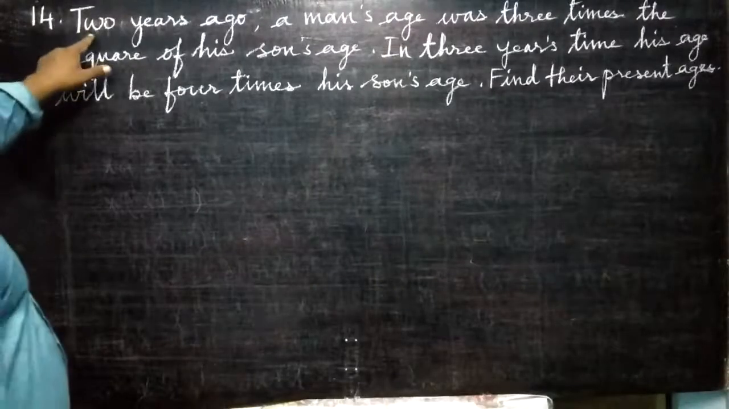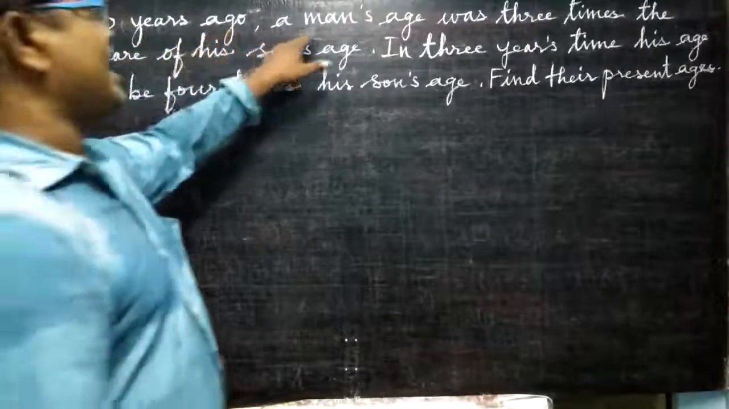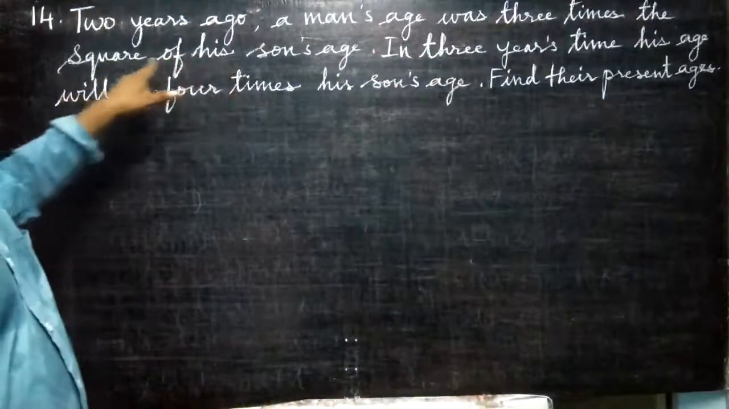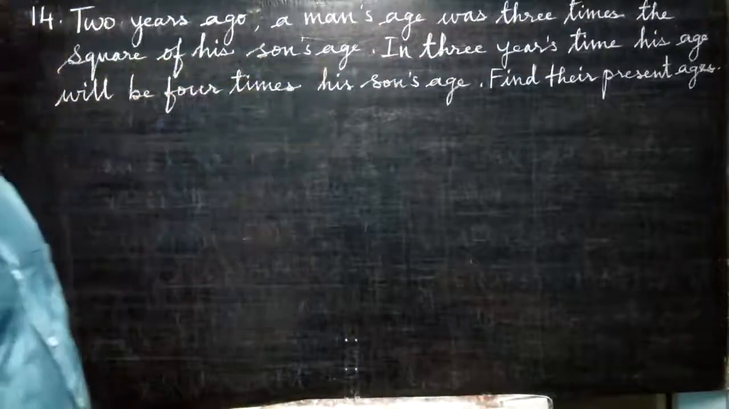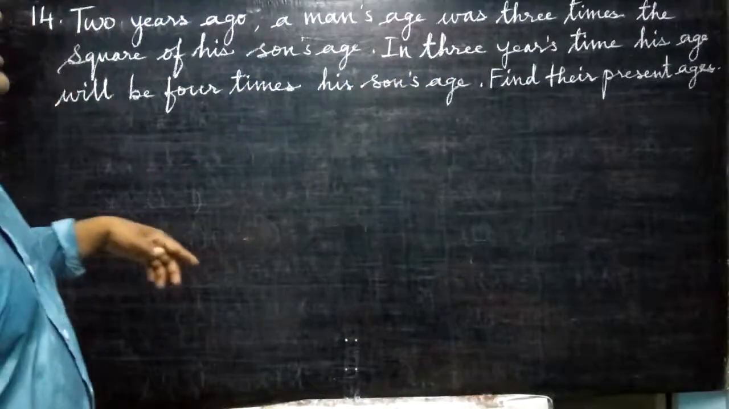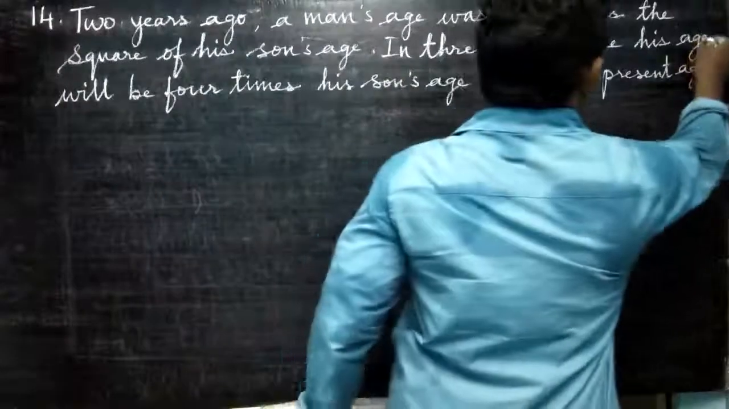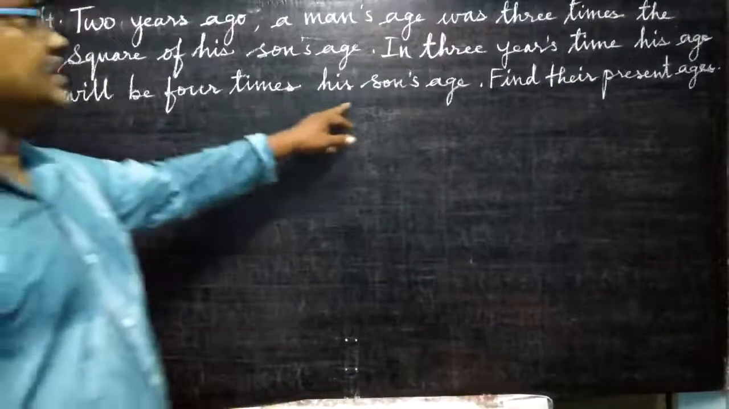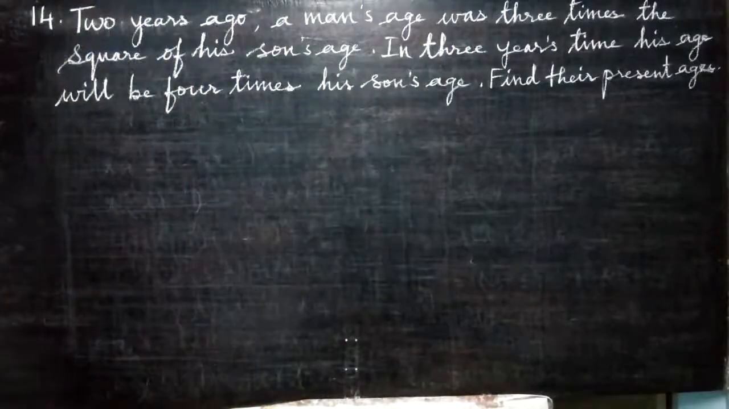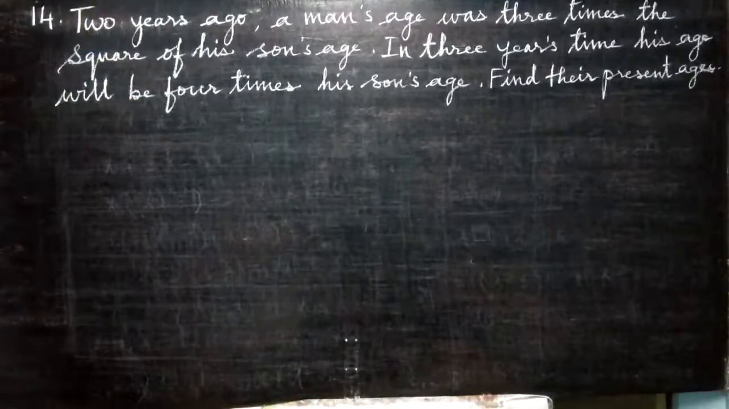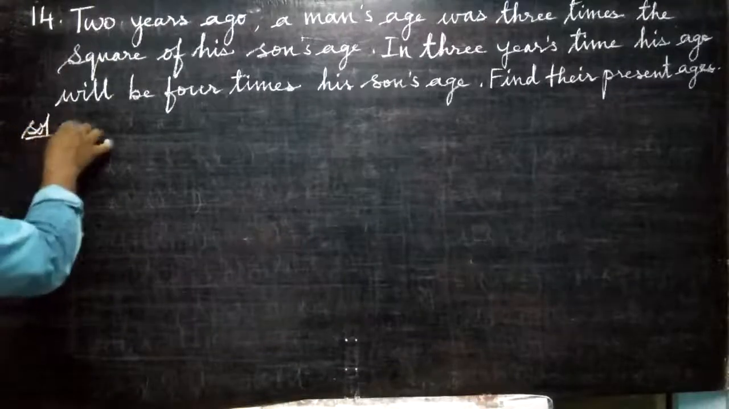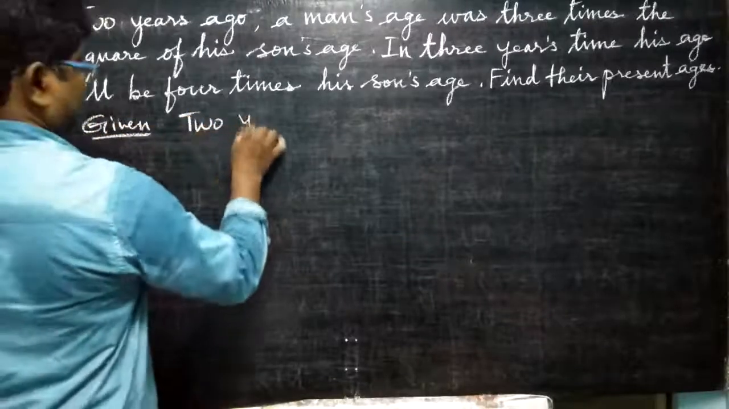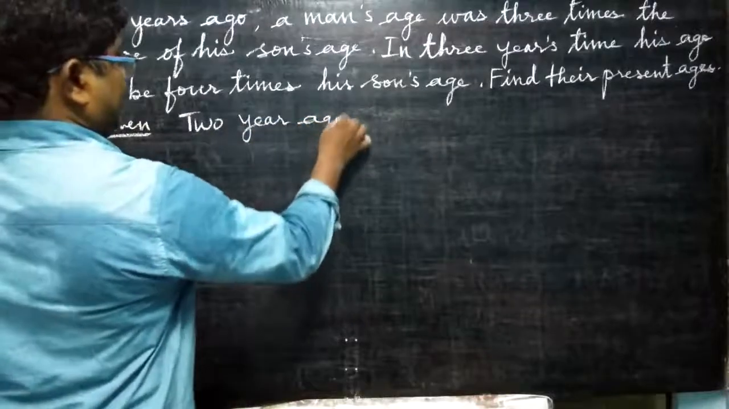Fourteenth problem. 2 years ago, a man's age was 3 times the square of his son's age. In 3 years' time, his age will be 4 times his son's age. Find the present ages. Solution. Given: what is given means 2 years ago.